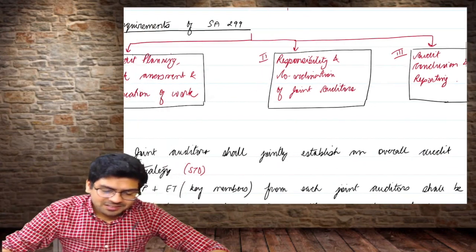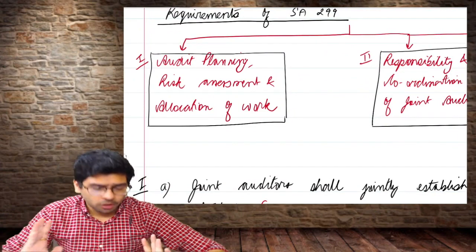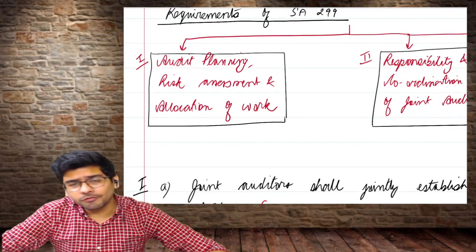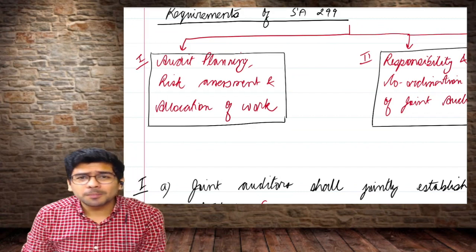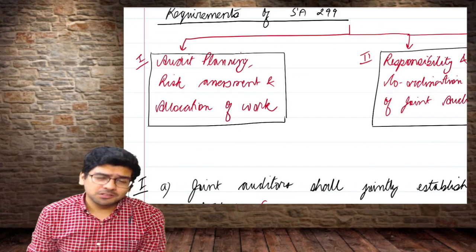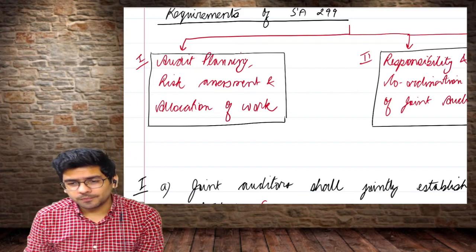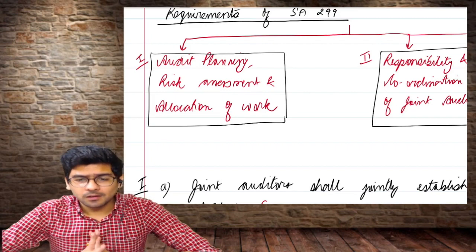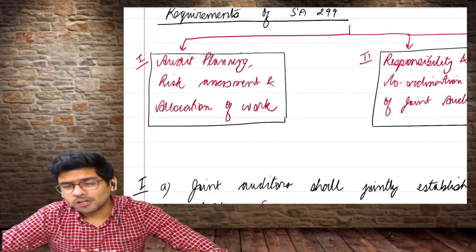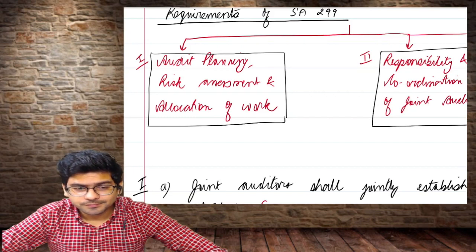So let us start with the first requirement: audit planning, risk assessment and allocation of work. Now please understand, we have covered the concept of audit planning. Now let's say there are 4 auditors involved. Who do you think will be involved in the planning part? What does your common sense tell you? Who should be involved in planning? Auditor A, B, C or D, or all of them? All of them.